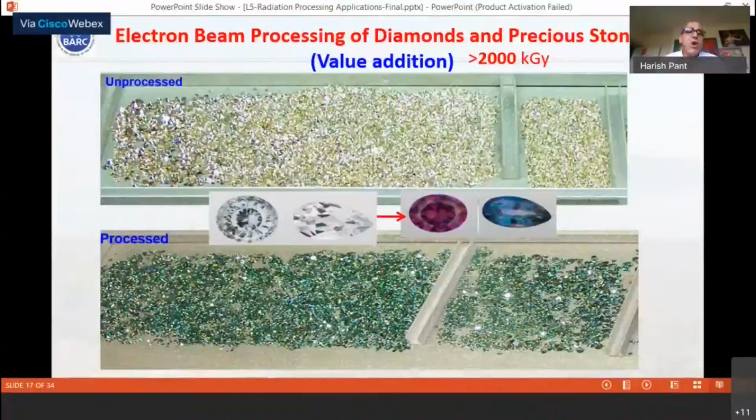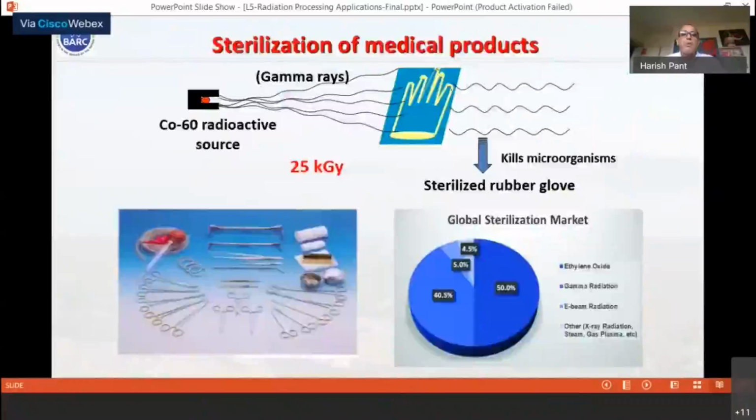You can see here, these are all unirradiated diamonds. But after the irradiation, some become blue, some become green, some become pink, depending upon the impurities in those diamonds and the dose delivered. This is a very commonly carried out process, an application of radiation technology in many industries, and in India also we have been regularly irradiating diamonds and precious stones using electron beam.